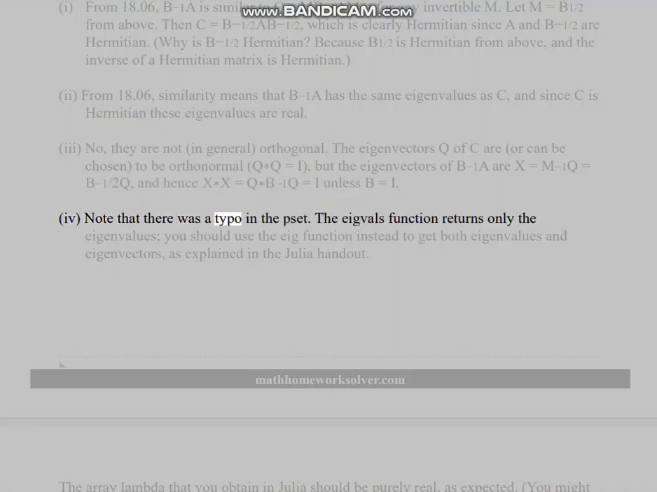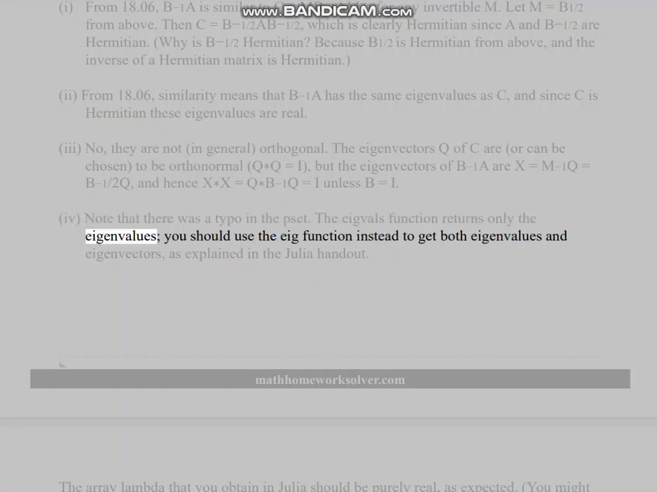4. Note that there was a typo in the set. The eigvals function returns only the eigenvalues. You should use the eig function instead to get both eigenvalues and eigenvectors, as explained in the Julia handout.